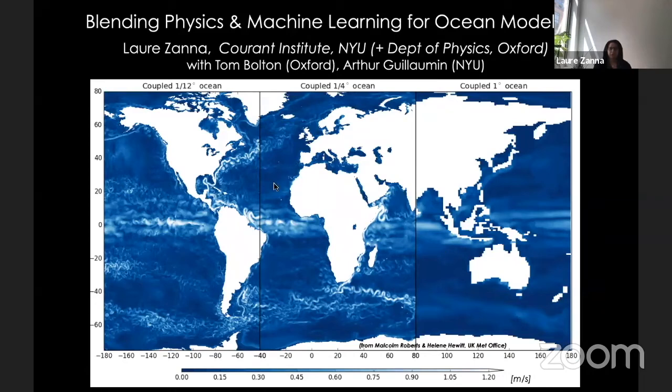And using machine learning to actually represent those processes. So just to motivate, here is a picture that many of you might have seen if you look at ocean models. It's created by the Met Office. We're looking at ocean surface currents from a model, and that model is run at 3 different horizontal resolutions. On the right over here, it's run at 1 degree resolution, so basically grid box size about 100 kilometers by 100 kilometers. Then as we increase the resolution, now 1/4 of a degree, the resolution is about 25 kilometers.